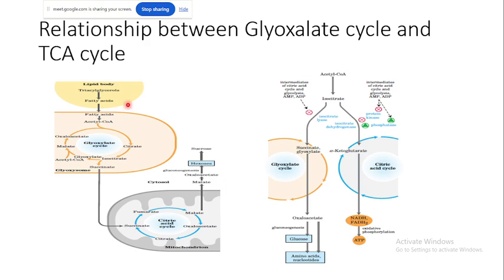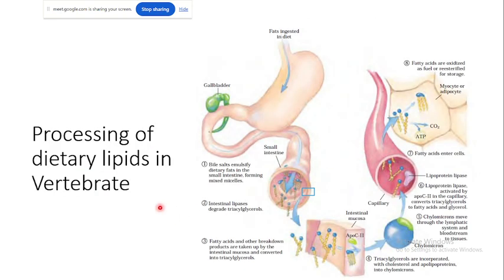That's why the lipid stored fat in the seed, that's how the stored fat in the seed can be used to produce ATP here. Also, it can be used to produce the carbon source, hexose, glucose, sucrose, right? So that's how they are related. So after that, we will move to lipid and fatty acid metabolism. So here we will see how the processing of dietary lipid takes place in the vertebrates.